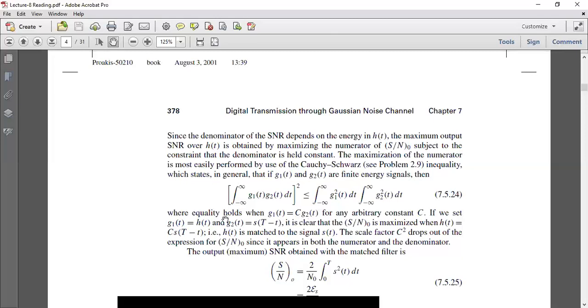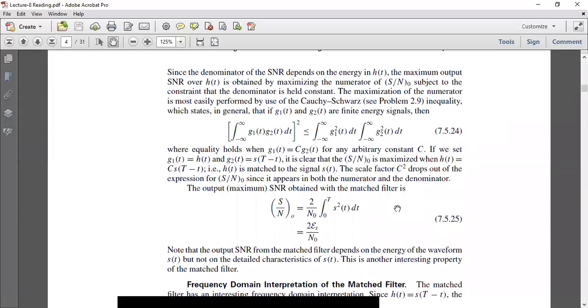Okay. So if we want to replace this expression by equality, then we have to put C times G2 of t. G1 should be equal to C times G2 of t for any arbitrary constant C. If we set G1 equal to h of t and G2 equal to s of T minus t, it is clear that the signal to noise ratio is maximized when h of t is equal to C s of T minus t, i.e. h of t is matched to the signal. The scale factor C squared drops out of the expression for signal to noise ratio, since it appears in both numerator and the denominator.